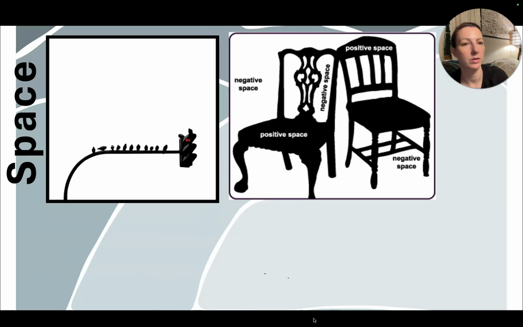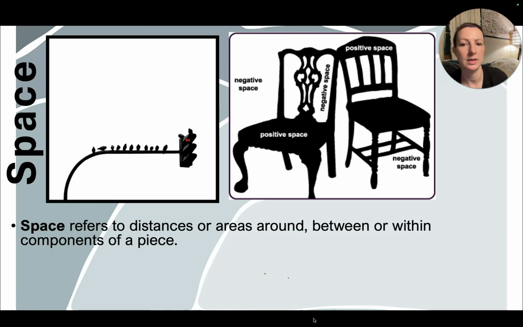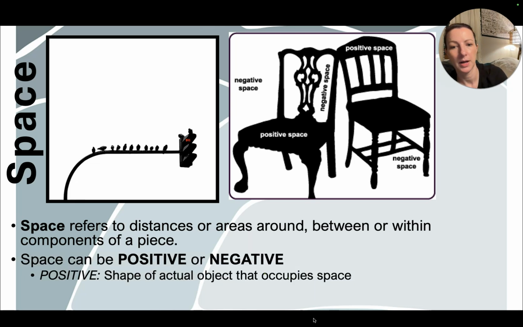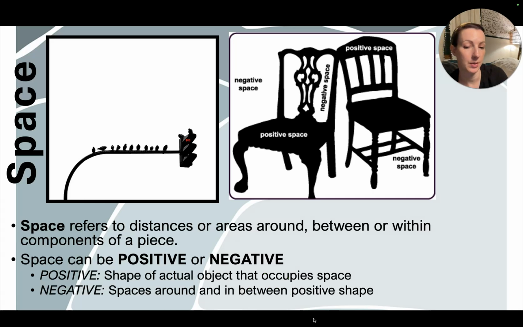And next, we're going to look at space. So space refers to the distances or areas around, between, or within components of a piece. It can be positive or negative. Positive is the shape of the actual object that occupies space. Negative is the space around and in between positive shapes.